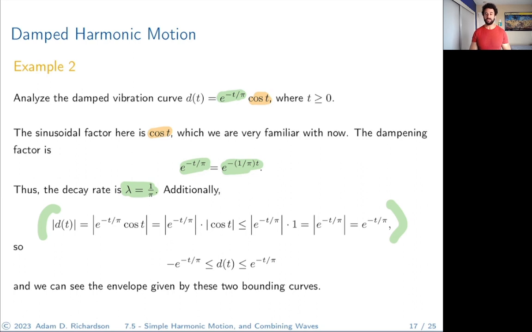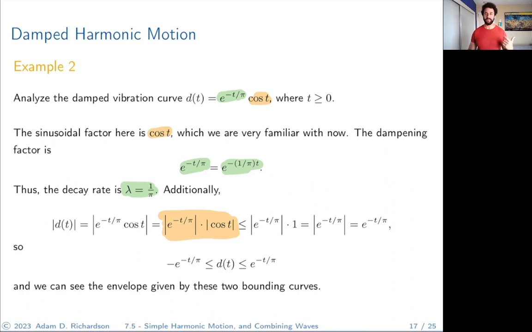But if we look at the absolute value of the displacement, we can use an important property of cosine to figure out what those bounding curves are going to be. So if we take the absolute value of the displacement, we're going to get this right here. So just absolute value of that formula. Now, because absolute value of a product is equal to the product of the absolute values, we can rewrite this expression like so.